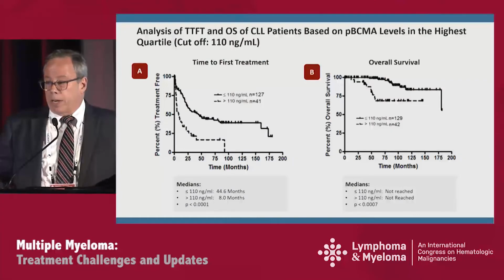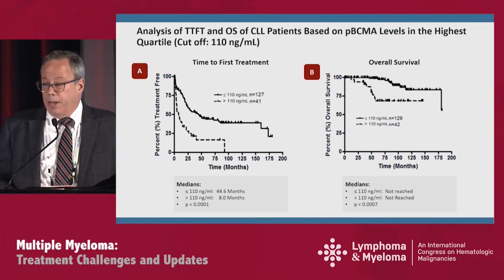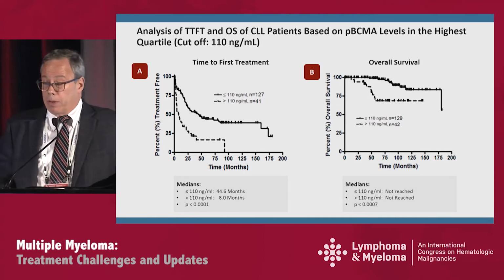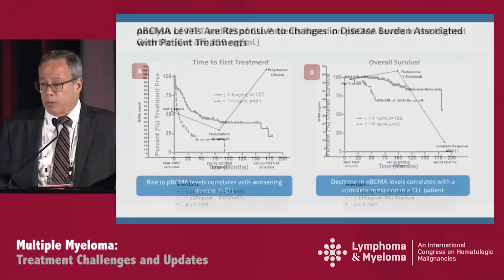And then if you look at the highest quartile, the high risk, if you will, which cuts at 110, you'll note on the left-hand side a dramatic difference. Again, patients above 110 had only 8 months for time to first treatment, 45 if you were below. And the right-hand side, the quartile data shows difference in overall survival.